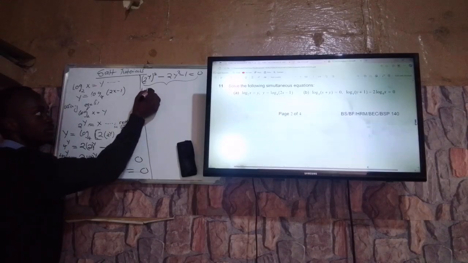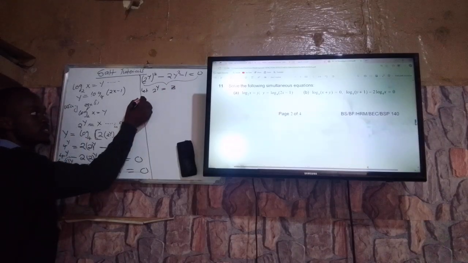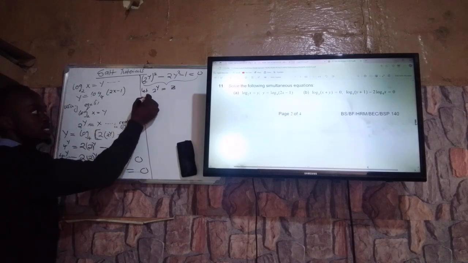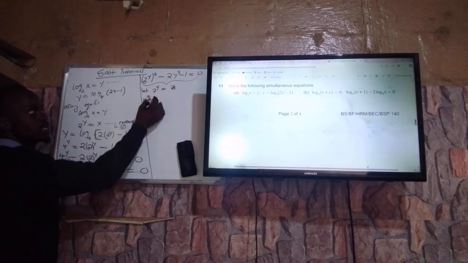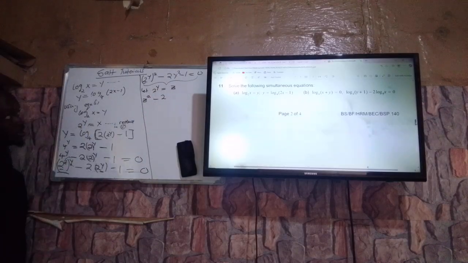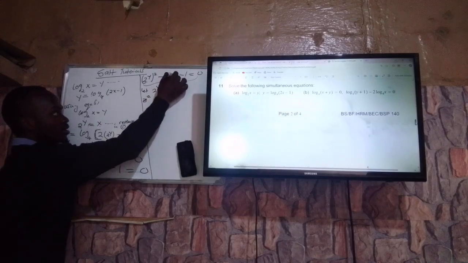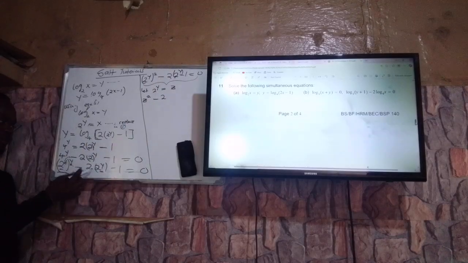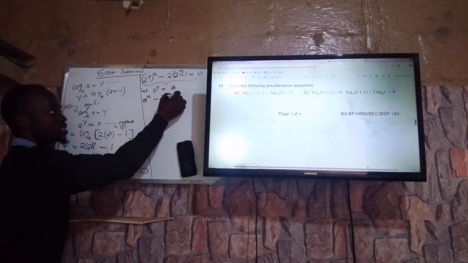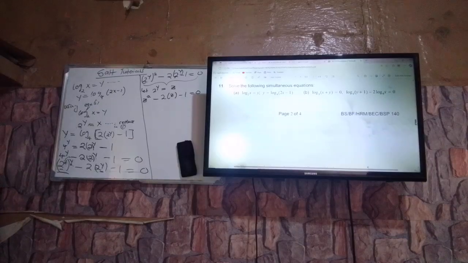So to make it a little bit simple, what do I do? Let 2 power y be any letter of our choice, say z. So I'm going to use z everywhere where there is 2 power y. So 2 power y will be z. Wait a minute. Remember, this is 2 power y, coming from here. So we have z squared minus 2z minus 1 equal to 0. Solve this as a quadratic equation.